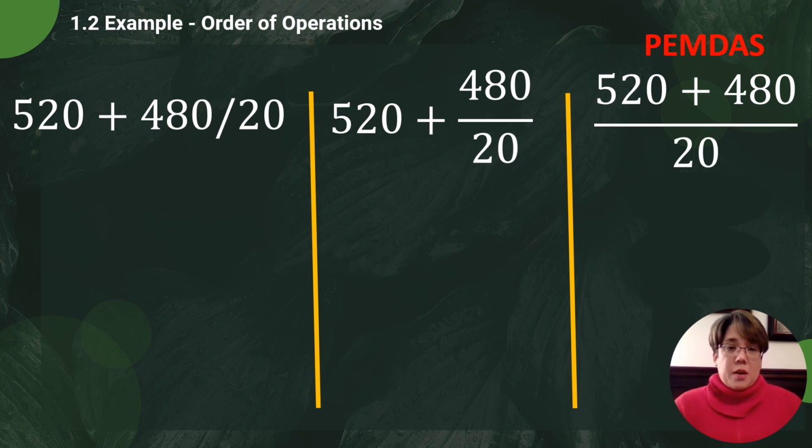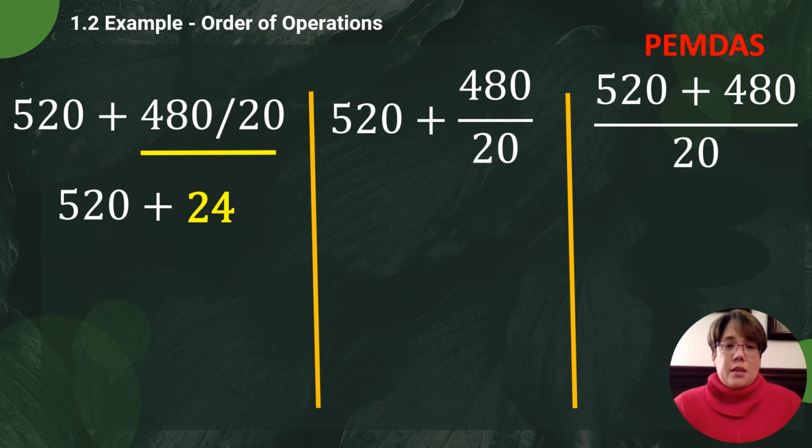Okay, so the first problem, we are going to do the order of operations. There are no parentheses. There are no exponents, multiplication, division. This slash is a division. So I'm going to work that division problem. 480 divided by 20 is 24. Then I'm going to bring down 520 plus 24, and I end up getting 544. So that's my final answer.